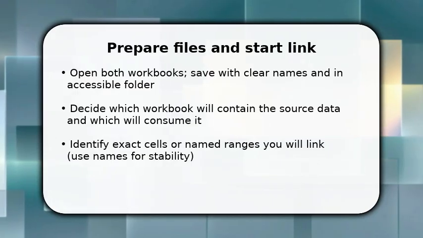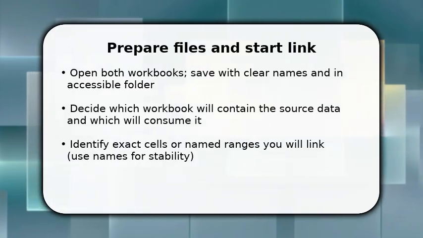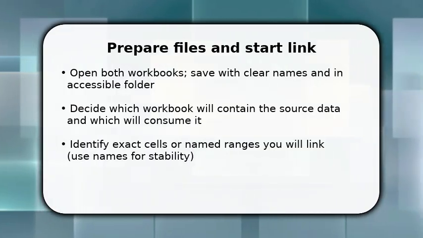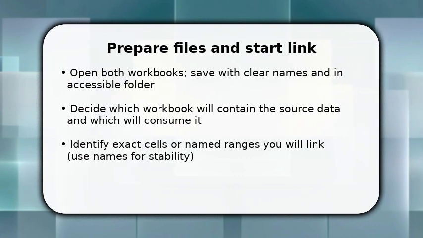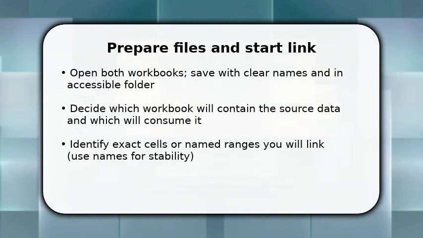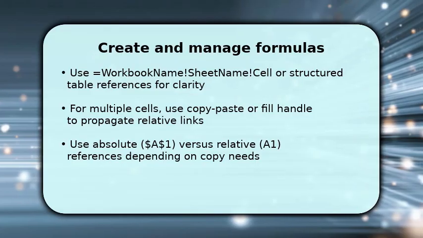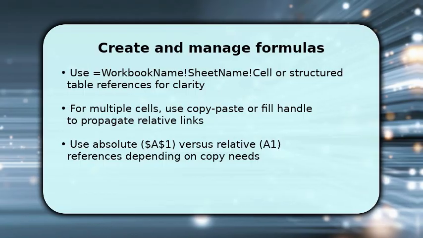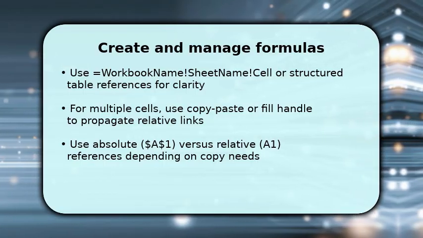Excel inserts a path and reference. This creates a direct link, so make sure both files are saved to avoid broken references. Once the initial link appears, adjust the formula so it behaves correctly when copied. Use absolute references like $A$1 when you need a fixed cell, or relative A1 for row/column shifts.